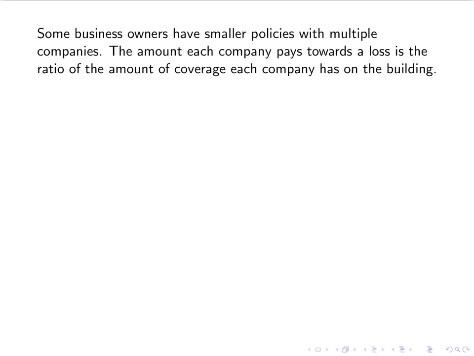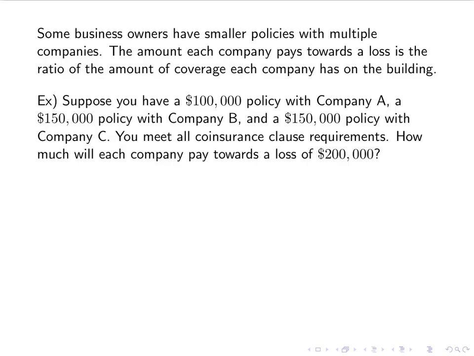Sometimes business owners have multiple policies or multiple companies. The amount that each company pays towards a loss is the ratio of the amount of coverage each company has on the building. So for our first example, suppose you have a $100,000 policy with company A, a $150,000 policy with company B, and a $150,000 policy with company C. You meet all co-insurance clause requirements. How much will each company pay towards a loss of $200,000?